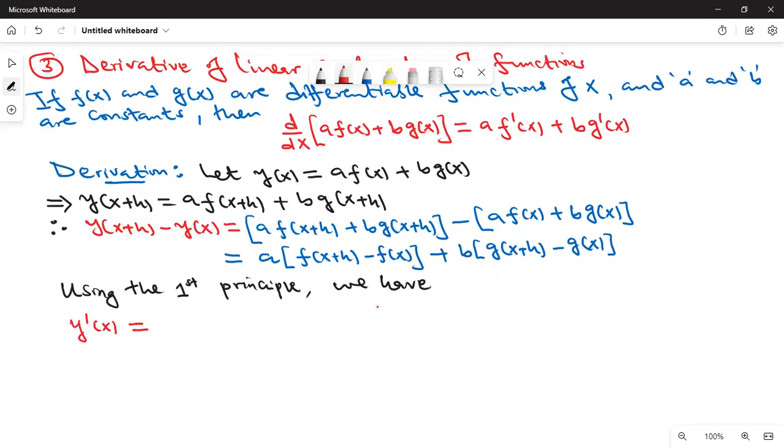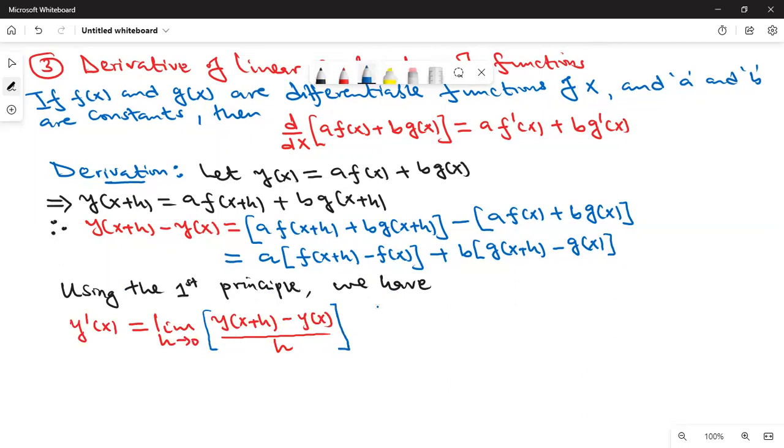So this will be defined as the limit as h approaches 0 of, now instead of f, we are talking of y. So it is y of x plus h minus y of x, and everything here you divide by h. That is the first principle of differentiation.